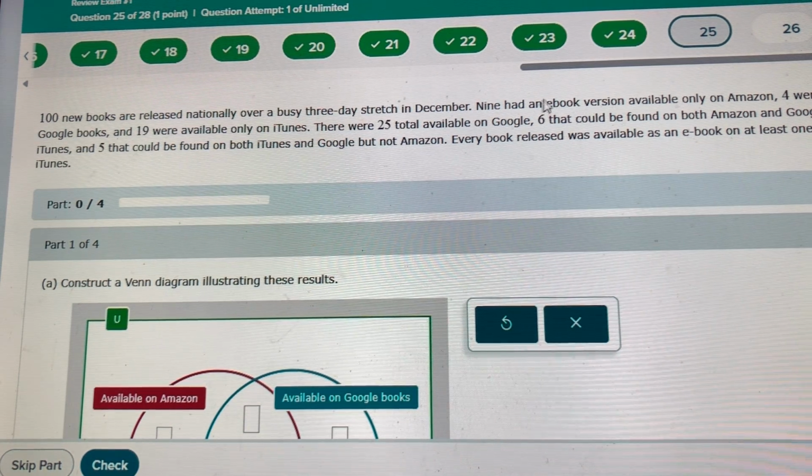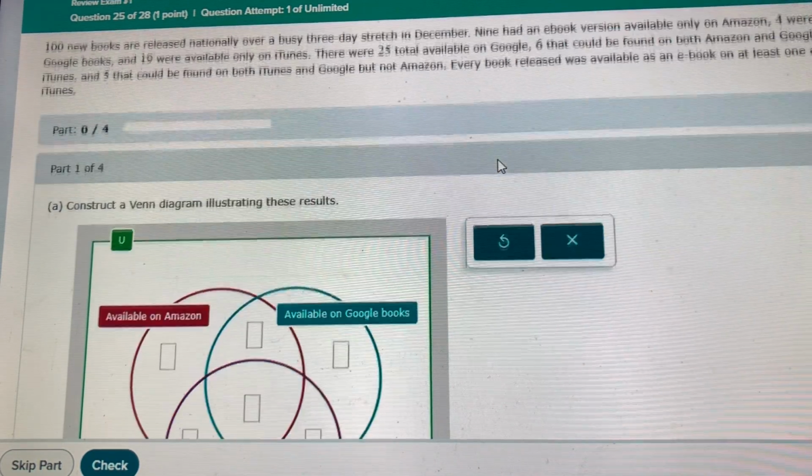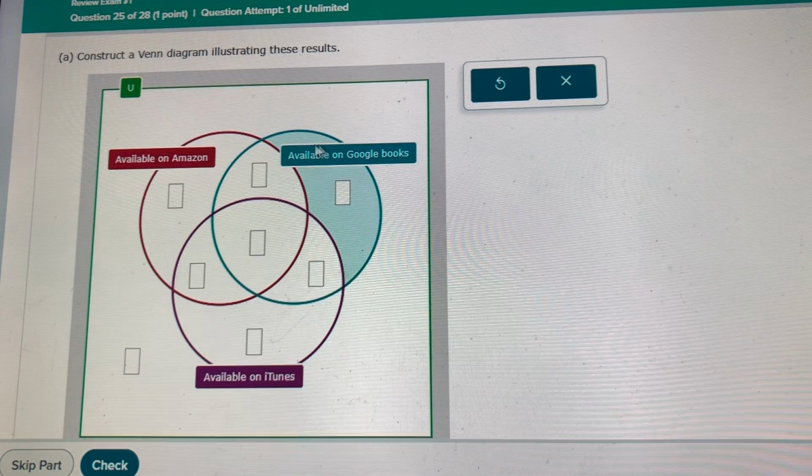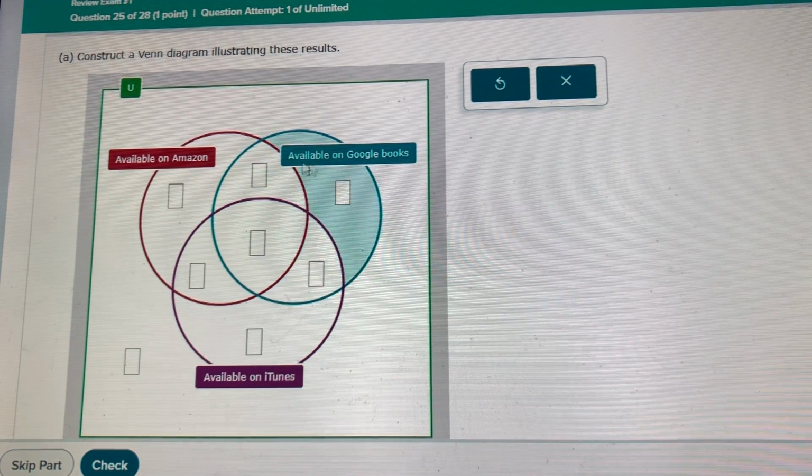100 new books, 9 had an ebook on Amazon, 4 were only, okay, so there's all the individual ones. 25 total available on Google. 6 could be found on both Amazon and Google, but not on iTunes. And then, okay, so this is not the normal one. There were 25 total available on Google, so that's all 4 of these circles combined. That should add up to 25.